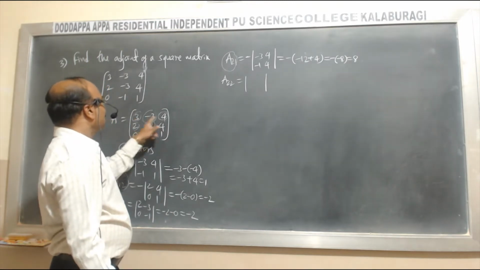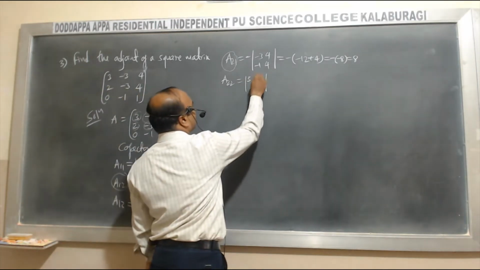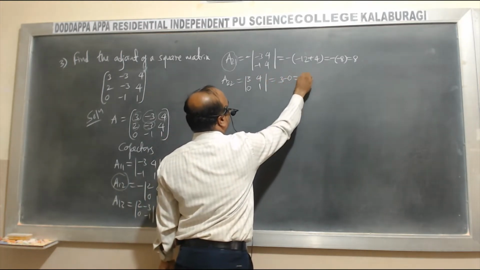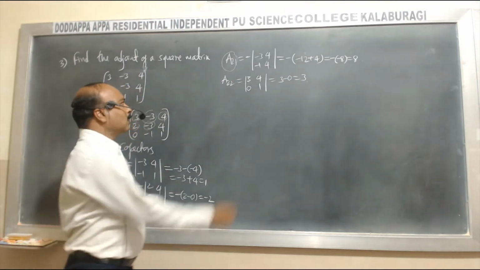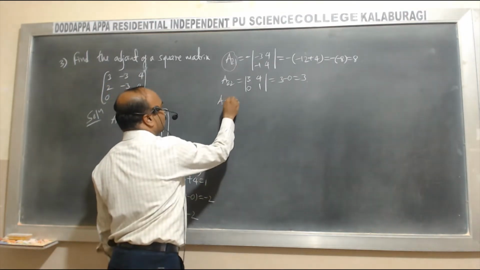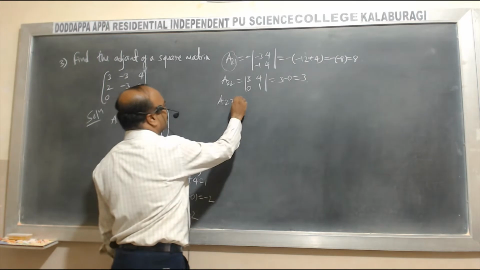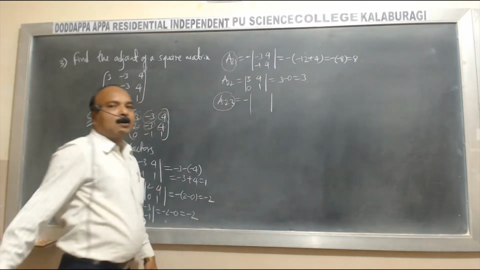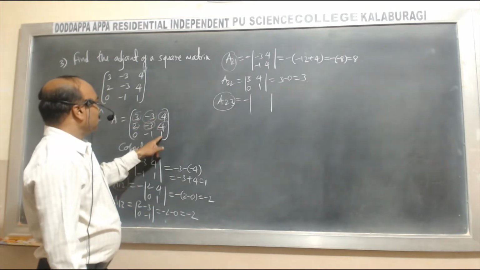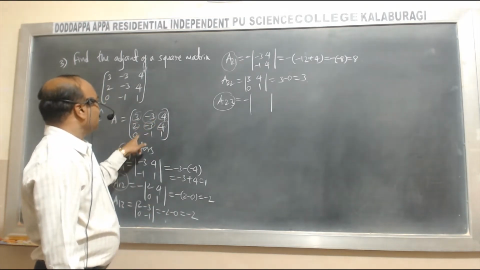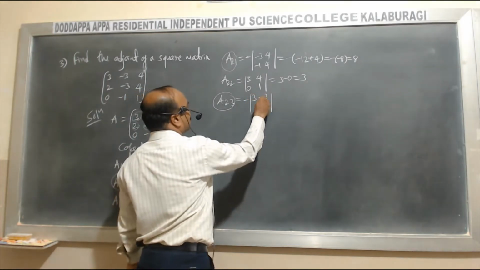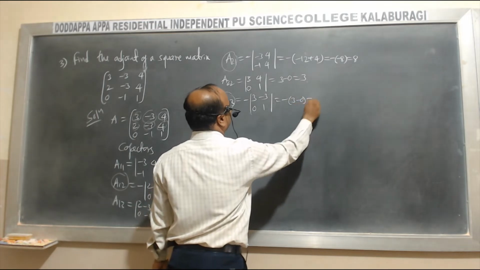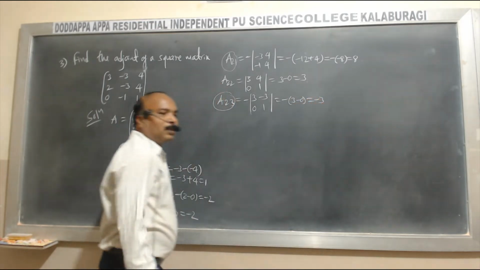Next the cofactor of element minus 3, that is A22, equal to the determinant of, deleting this column and this row, 3 4 0 1. So this is equal to 3 minus 0. It is 3. Next the cofactor of element 4, A23, equal to minus of the determinant because 2 plus 3 is odd. Again deleting this column and this row we get 3 minus 3 0 1. So this is equal to minus of 3 minus 0. It is equal to minus 3.